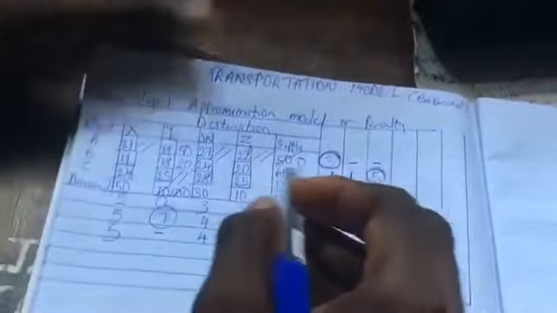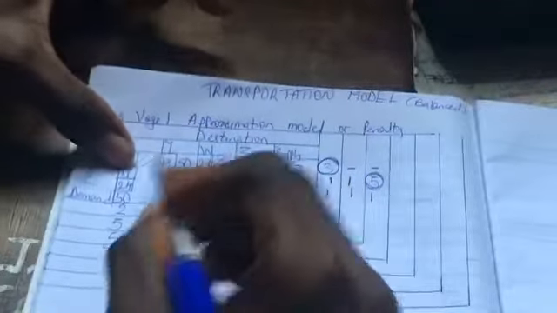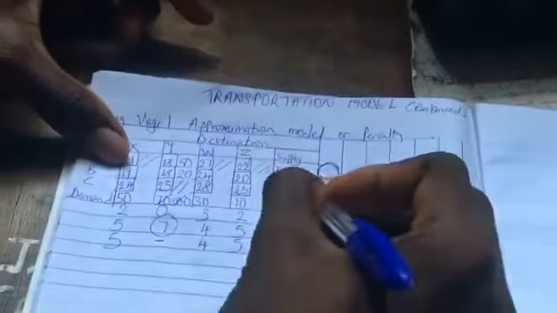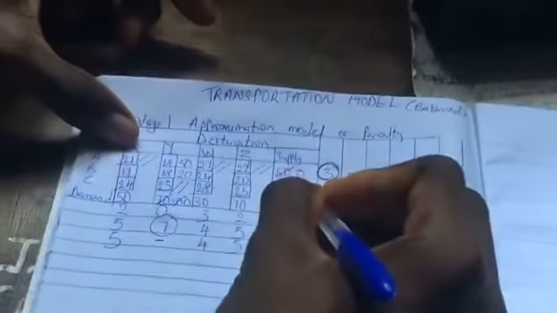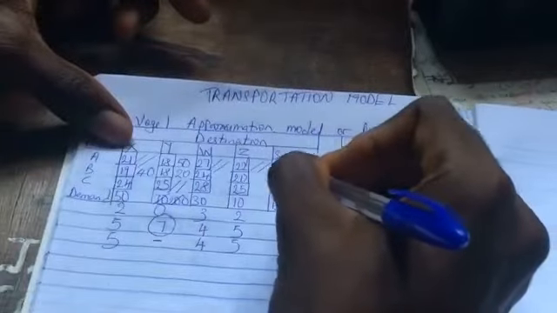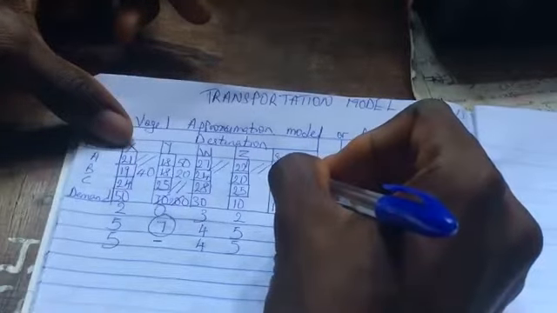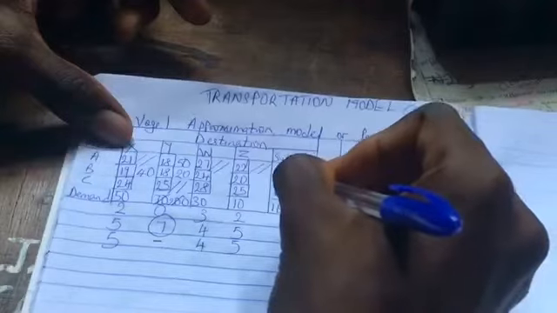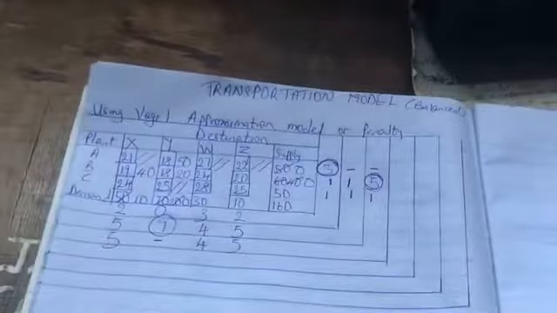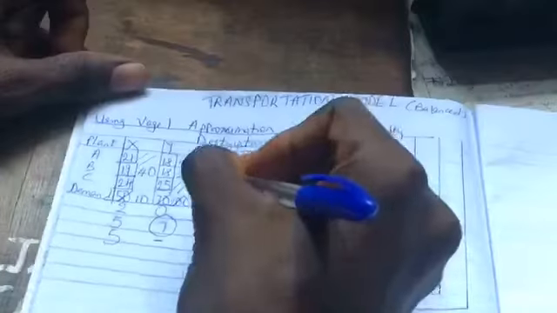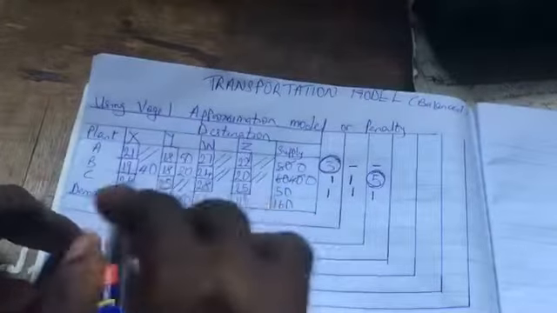So you pick the least cost here, and the least cost here is what? 19. So which one is the biggest among the two? It is your supply, which is 40. Therefore, you write your 40. You cross this out. You cross this out, 10. There's nothing to allocate here again. You cancel it out. So this is what you are left with to solve.